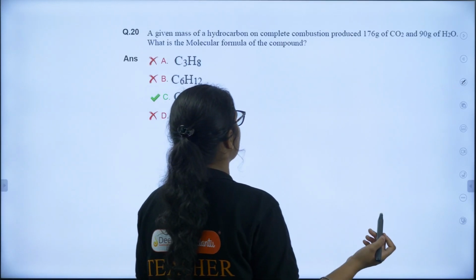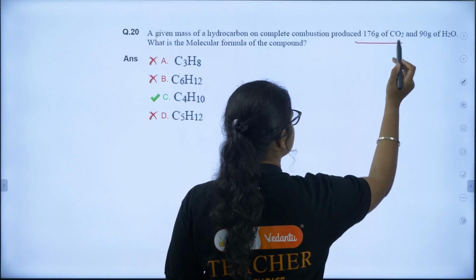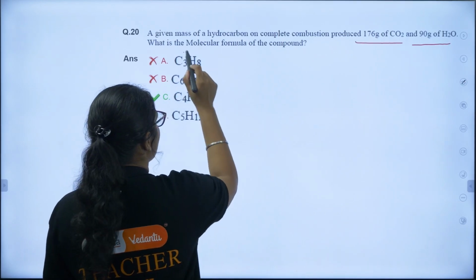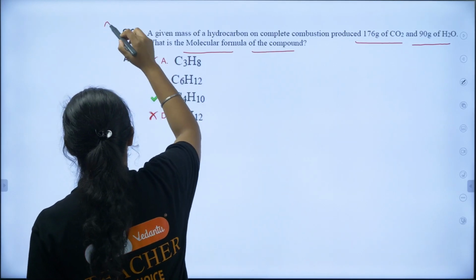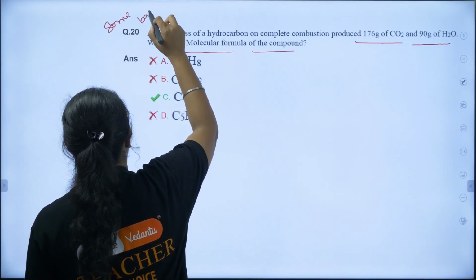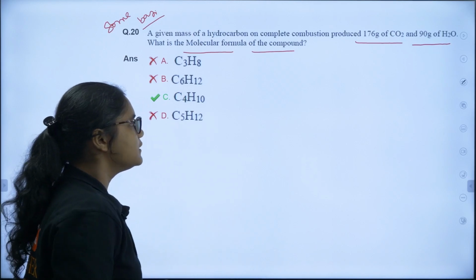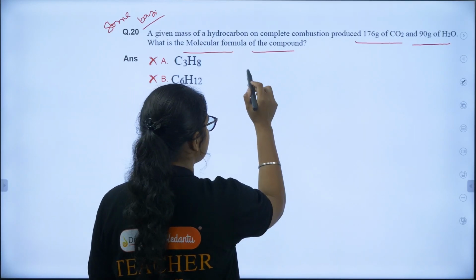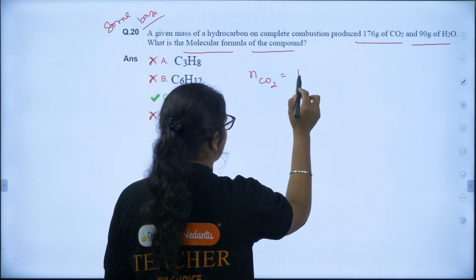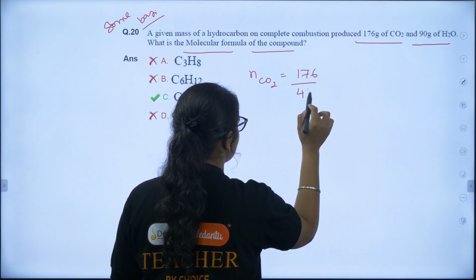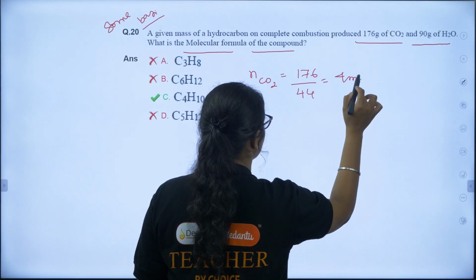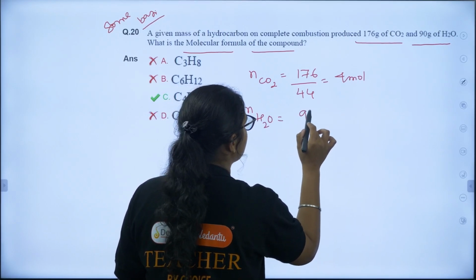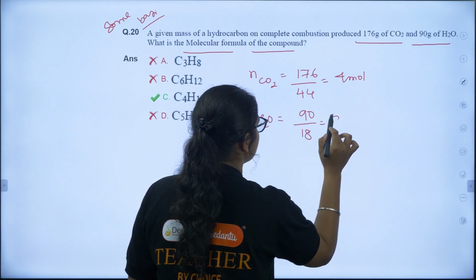A given mass of hydrocarbon on complete combustion produces 176 gram of CO2 and 90 gram of water. Then what is the molecular formula of the compound? So the question is from your some basic concepts of chemistry, empirical formula chapter. Okay, so if you see 176 gram of carbon dioxide is there, means how many moles of carbon dioxide? So 176 by 44, that is 4 moles of CO2. Okay, and you have number of moles of water, so that is your 90 by 18, that is 5 moles of water.